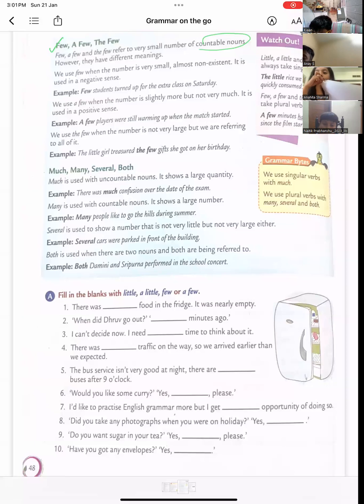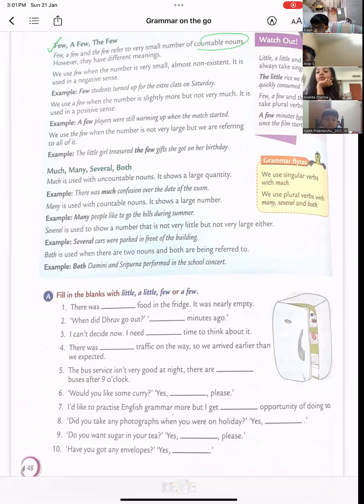Okay, so now let's move on to the next topic here, which is where to use few, a few, and the few. Eyes on the screen. Let me zoom it out.